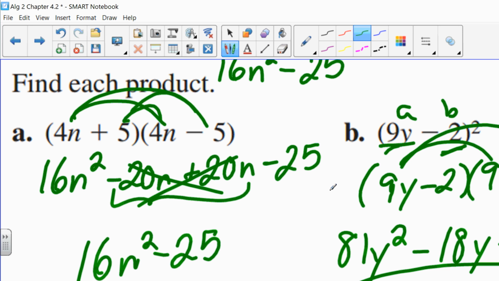Guys, let's focus up here. And we would get to the same answer, or if we multiplied it out, we'd get there too. Any questions on any of this here?